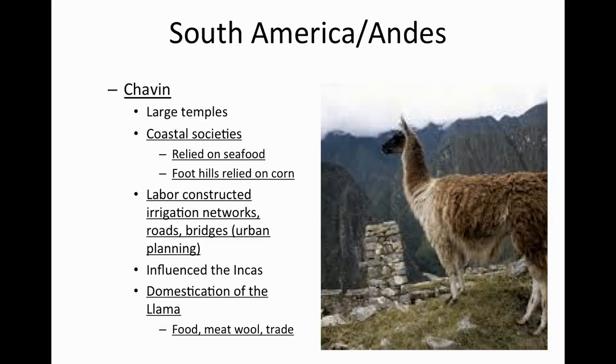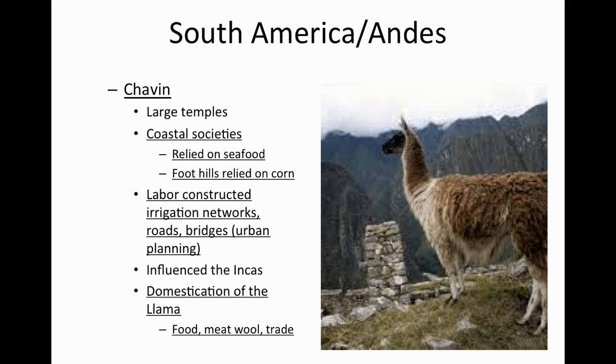All right, in South America, the Chavin people were very important. Again, another one of these complex societies, at least in America. They're going to follow the Monteverde people. The Chavin people had large temples for religious purposes. They were a coastal society, so they did rely on seafood, but they did have enough land for corn growth.